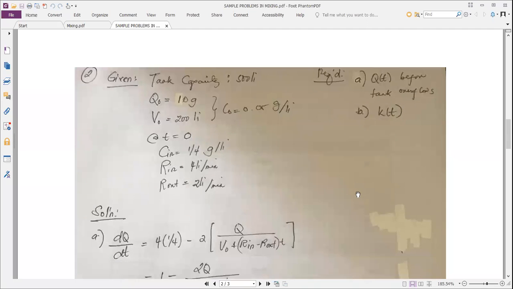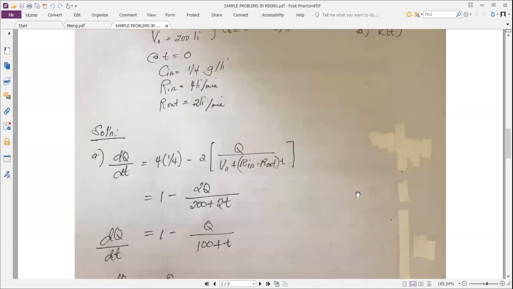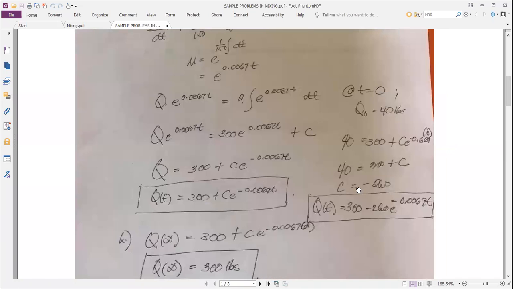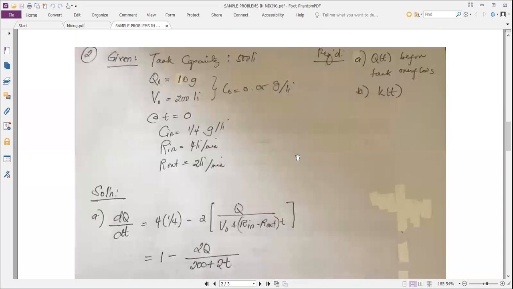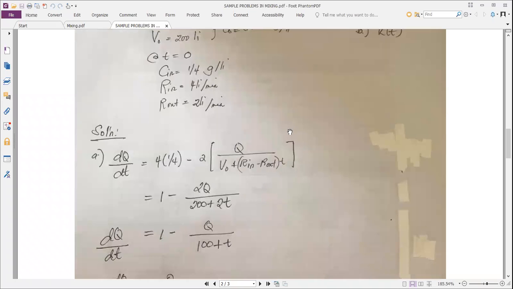Okay, so we go to our DE. Our DE, if you recall, has R in, C in, R out, C out, with dQ/dt on the left. So we will place it here: dQ/dt is equal to R in 4, C in 1/4, minus 2.